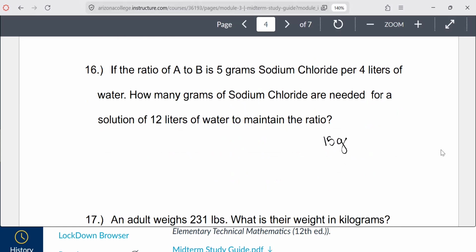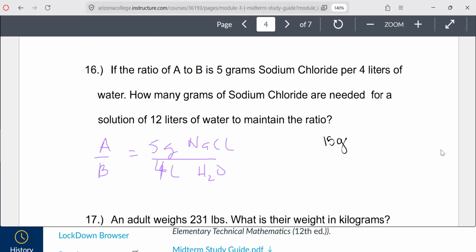Okay. Number 16. So in 16, you've got a ratio of A to B. So ratio could be written as a fraction. So you could write a ratio as a fraction. A to B is 5 grams of sodium chloride over 4 liters of H2O, which is water.